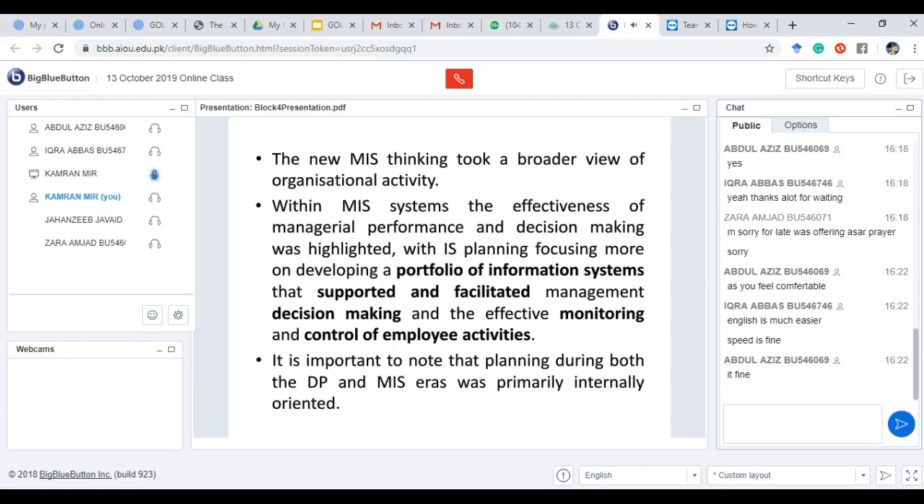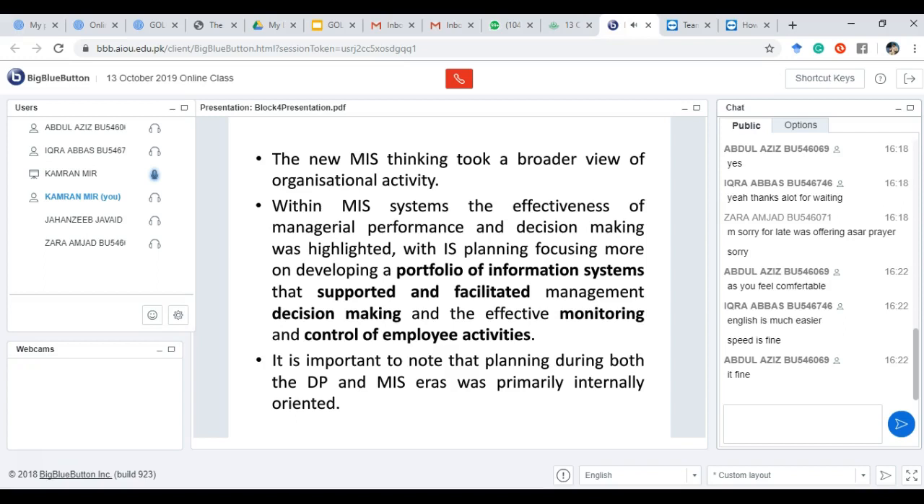The new MIS thinking took a broader view of organizational activity. Within MIS, the effectiveness of managerial performance and decision making was highlighted, with IS planning focusing more on developing a portfolio of information systems that supported and facilitated management decision making, and the effective monitoring and control of employee activities. It is important to note that planning during both the DP and MIS era was primarily internally oriented.